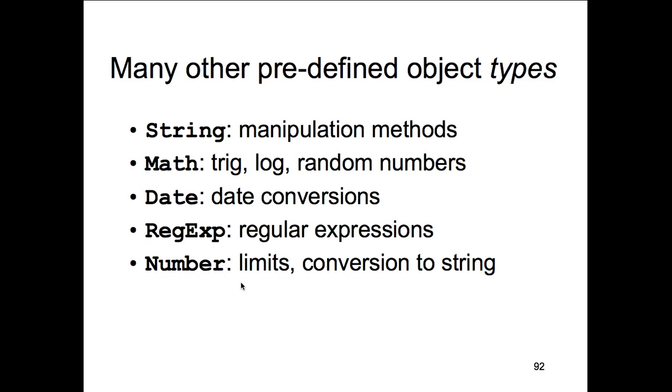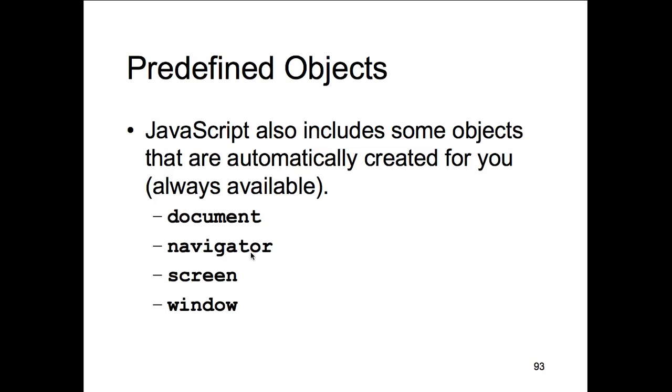A little bit more functionality than you get in some other programming languages. There are many other predefined types of objects. Array is an object type, Object is a plain object type. Strings are an object type, Math, Date, RegExp, numbers are objects. So we have some limits, conversion to strings, regular expressions, date conversions. You can manipulate all sorts of different methods for strings actually, in terms of object types.